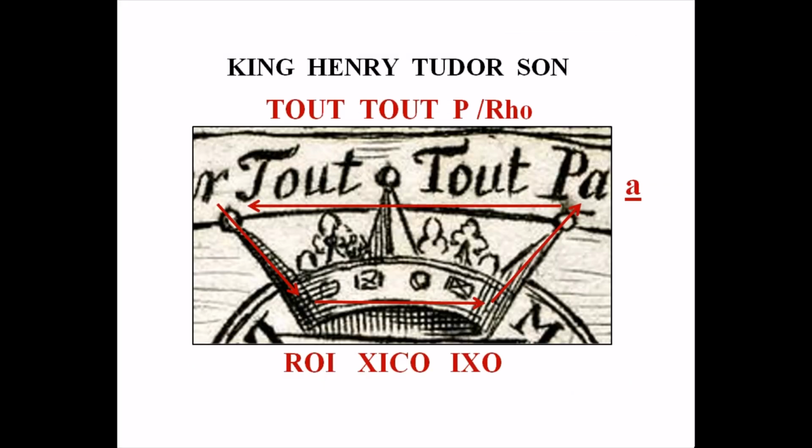It reminded me of something I showed in the last video. In a portrait of Henry Wriothesley, there's a banner and crown, and when the letters and markings across the crown are translated and read counterclockwise, they read, King Henry Tudor Son. Just like with the symbol, it's read in a pattern.